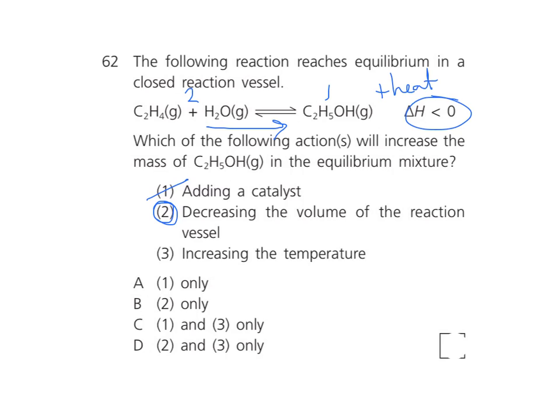Increasing temperature in an exothermic process would have driven the equilibrium backwards away from the ethanol, and we would have reduced the mass of ethanol. Therefore, the only choice there that makes sense is number 2, and so B is the best answer.